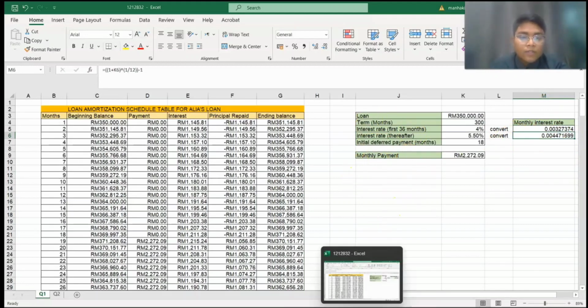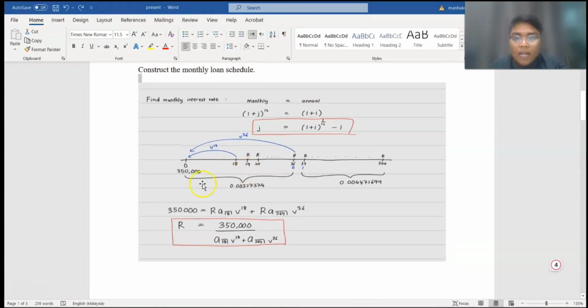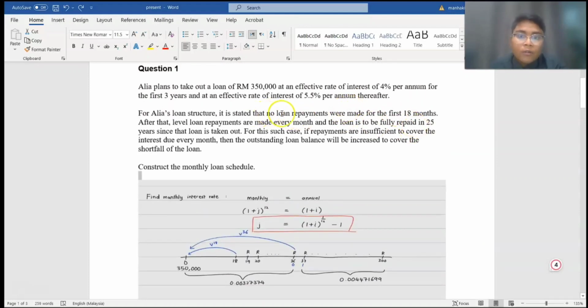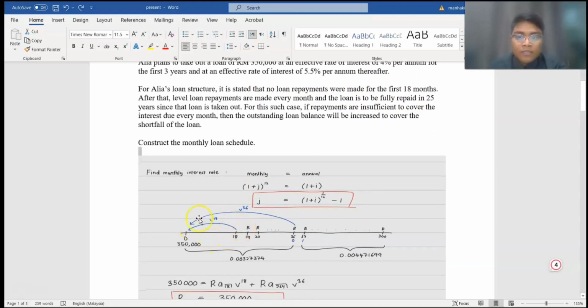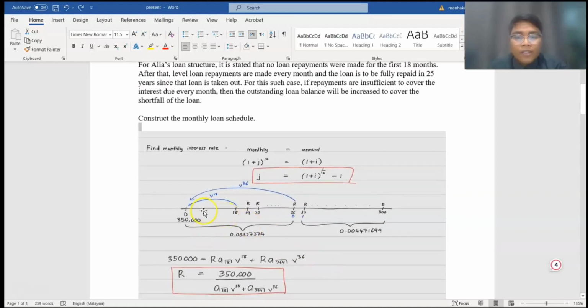For the monthly payment here, I draw my time diagram. At time 0 is 350,000, which is our PV, this is our loan. The question stated that no loan repayment were made for the first 18 months, so this is deferred. So the payment starts at month 19, so R, R, R. We already found the monthly interest rate for the first 36 months and then thereafter.